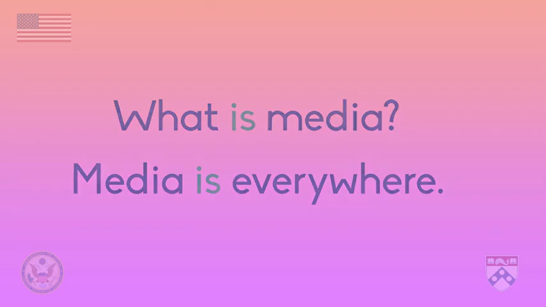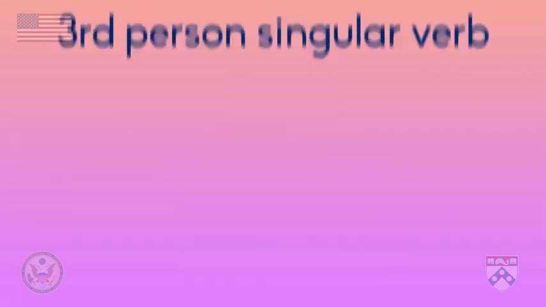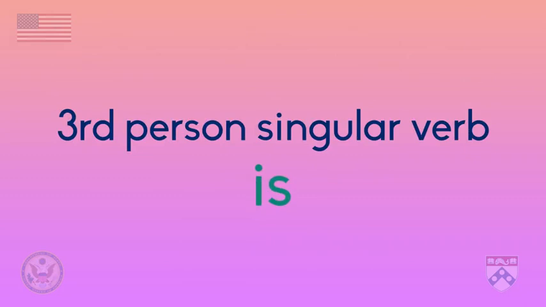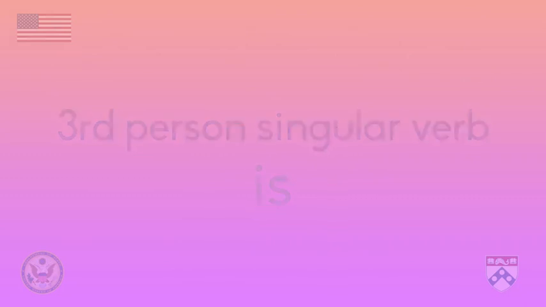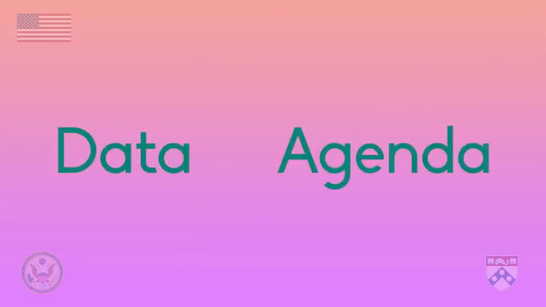Over time, the way the word media is used has changed. Media still means the many different ways in which information is spread, but now it acts like a singular noun. That is why we use the third person singular verb is after media. This is true of other words in English too, such as data or agenda. Both words have a plural meaning but act singular when it comes to grammar.